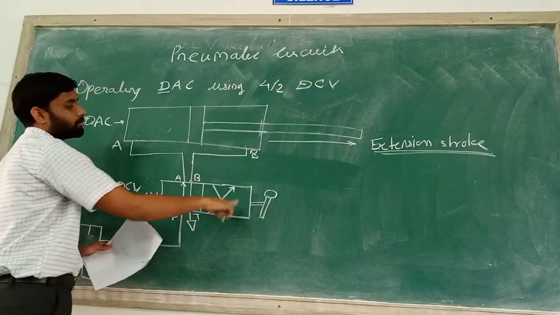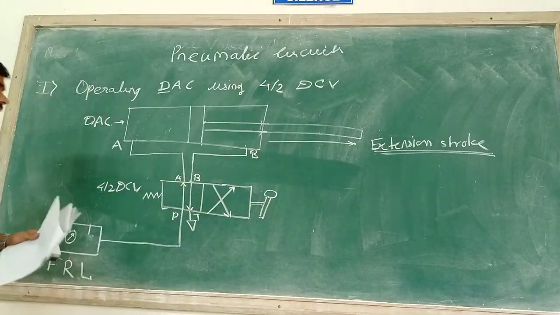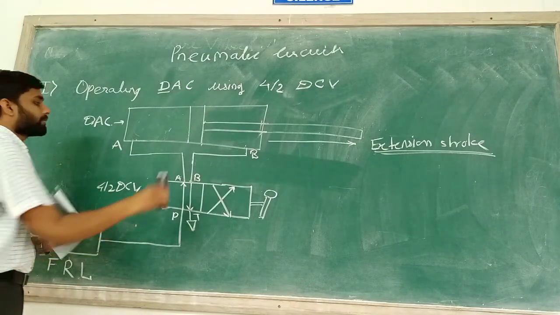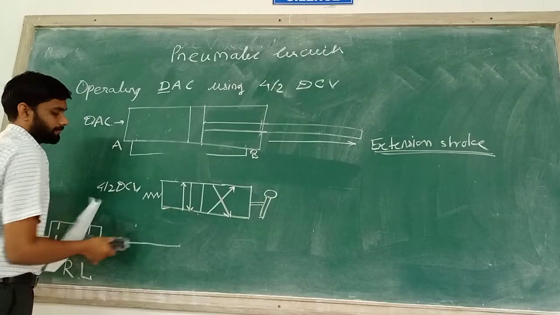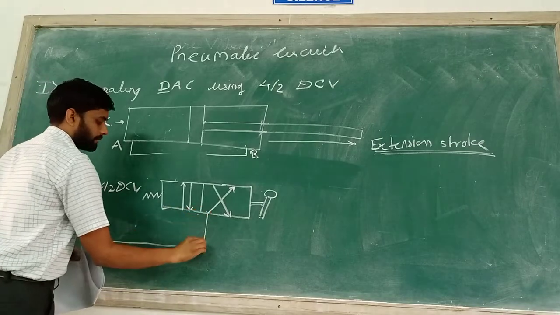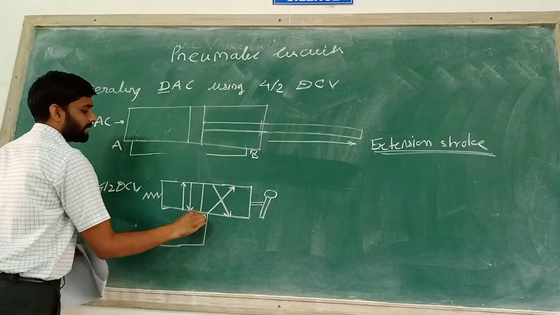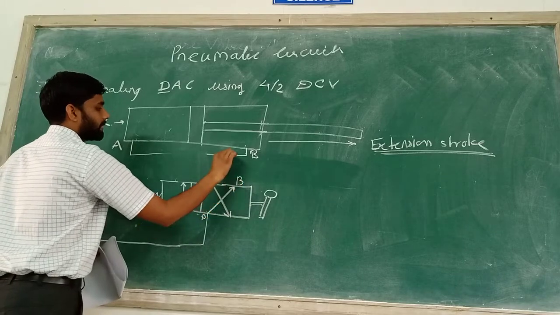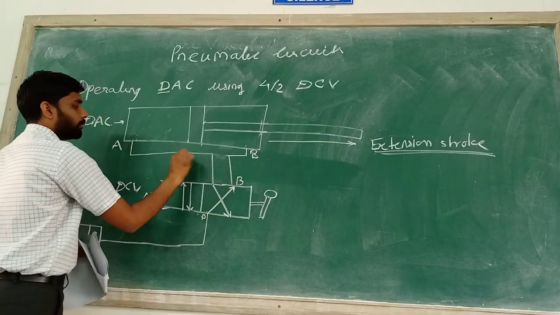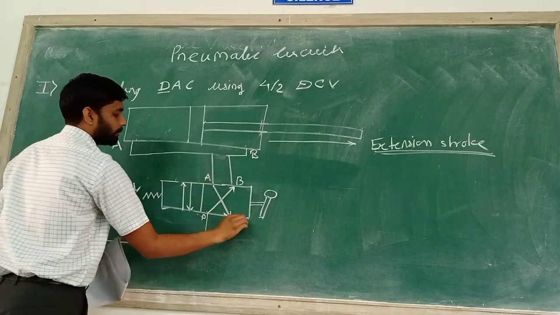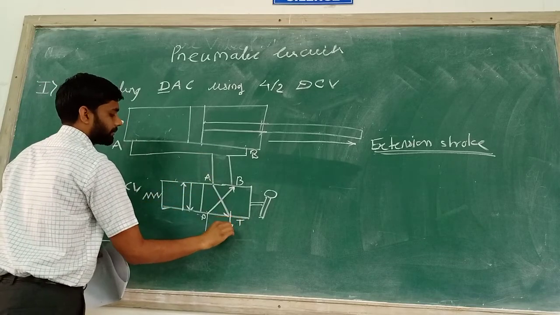Okay, this is the position for the extension stroke, and now we shift the position of this 4/2 direction control valve. So in the second position, what will happen? The position of this gets changed here. This port P is connected to this port B, which is connected in this way to the cylinder, and this port A is connected to the tank port T here.